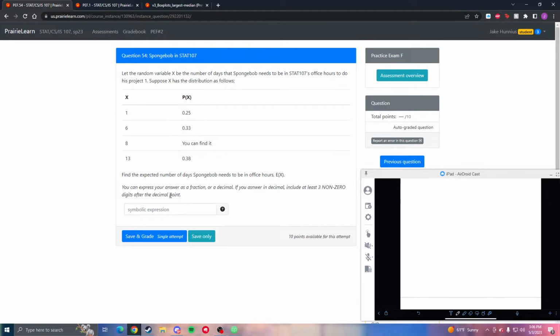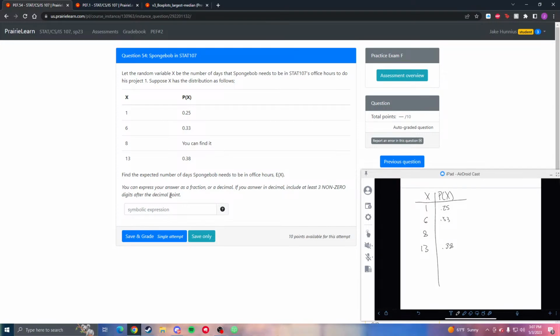All right, so for this question, first things first is we need to find this p of x. So I'm going to remake this table. So we have x and probability of x. So 1 is 1 day, and there's a 0.25. 6 for 6 days is 0.33. 8 is currently blank. 13 is 0.38.